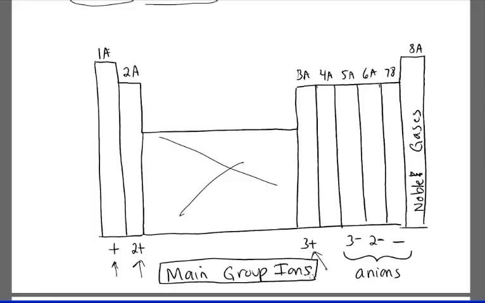If we look at the nonmetals, that's above your zigzag line here, the nonmetals will form anions, and when they are one column away from the noble gases, they'll have a -1 charge. When they're 2 columns away, they'll have a -2, and when they're 3 columns away, they'll have a -3. So those form the anions.